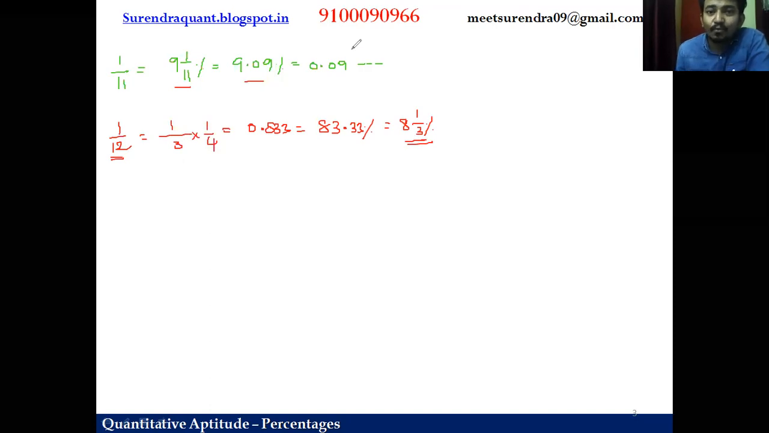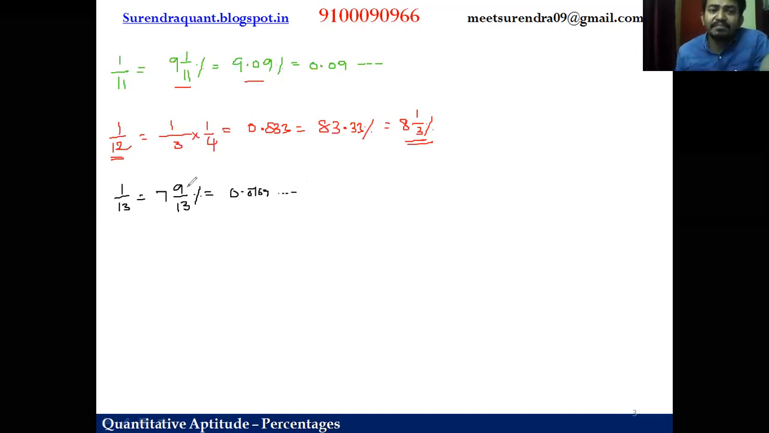What if it is 1 by 13 then? How do you think about 1 by 13? So friends, 1 by 13 value is 7 9/13%. And this is 0.0769 and so on.